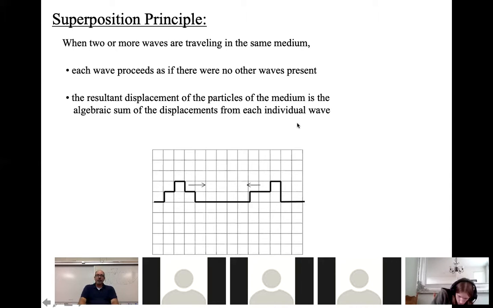It's because the resultant displacement of the particles in the medium is the algebraic sum of the displacements from each individual wave. If I'm agitating the air, and Bill's agitating the air, and Sue is agitating the air, and Billie Jean is agitating the air, all those agitations are going to add up. Okay? All right? This is the superposition principle. And I'm going to present it using these pulses down here as an example.